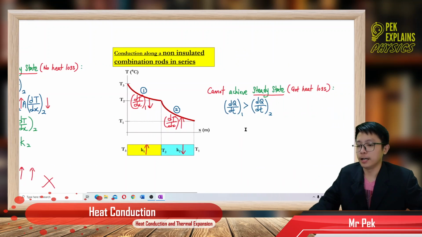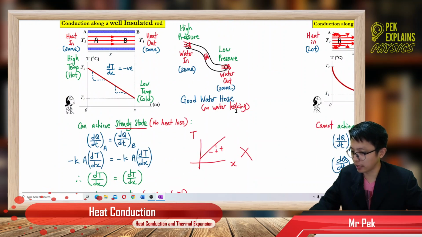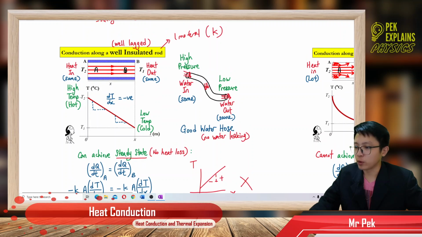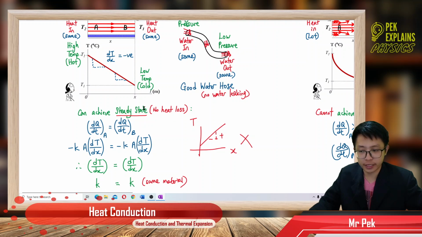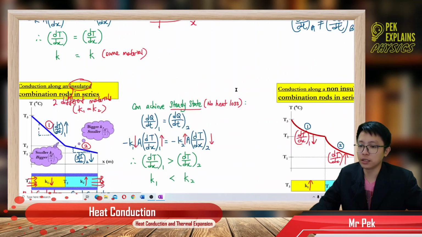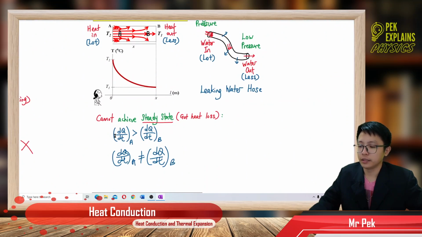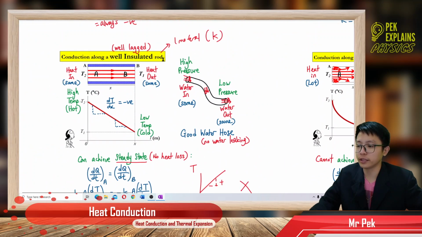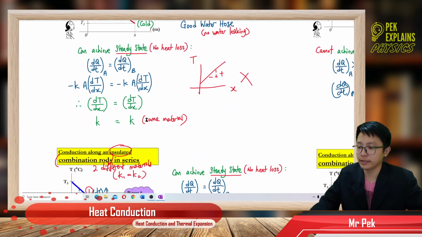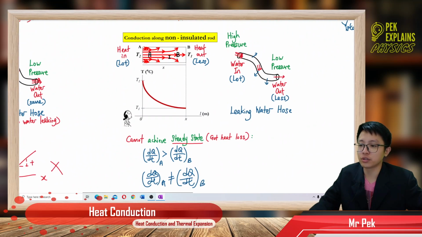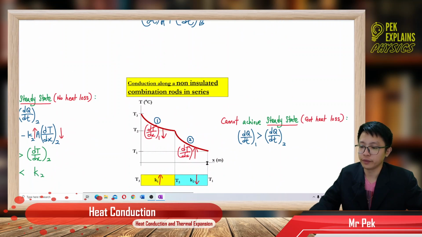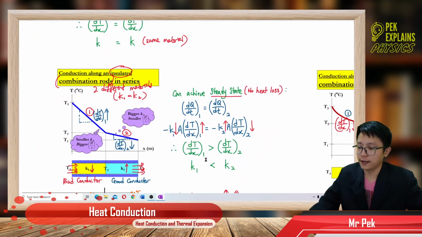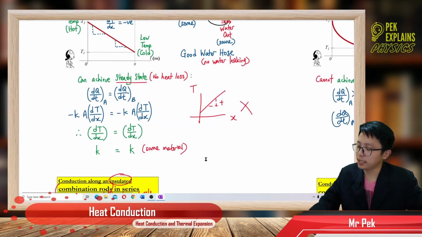Okay, that's it. So to summarize this graph, a well-insulated rod can achieve steady state. That means the rate of heat flow can be equal. But for a non-insulated rod, the rate of heat flow is not equal for both sides. And for an insulated rod, the graph is always a straight line. But for a non-insulated rod, the graph is always a curve. Yeah, I think that's about it.